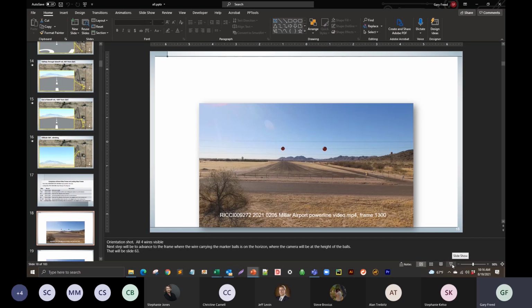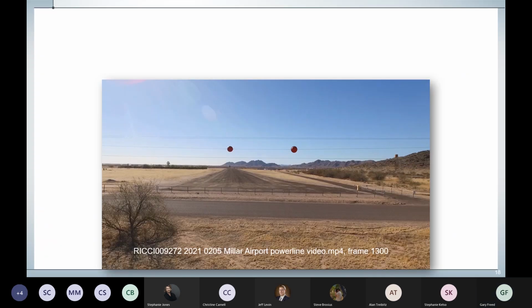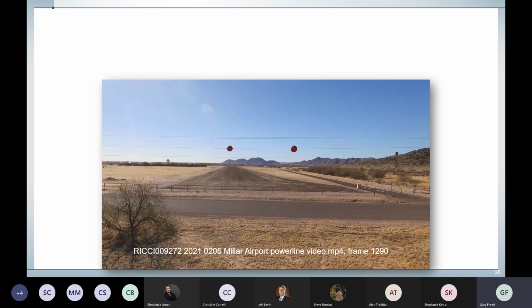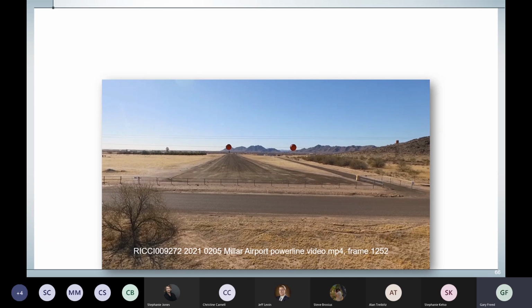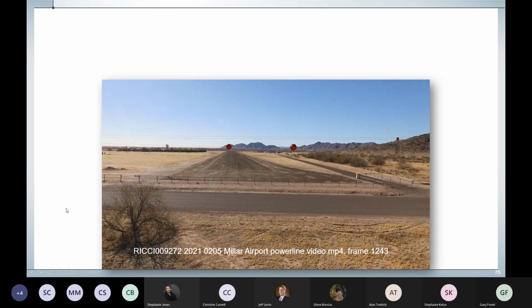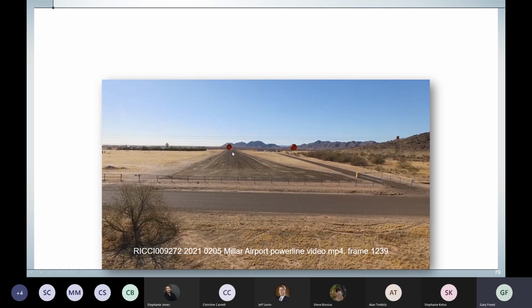I took the drone footage that they supplied us and moved through it a frame at a time until I selected a few choice frames. Here, in this one, I chose a frame where the wire with the marker balls on it is on the horizon. So I'm making the premise that we're now looking dead horizontal. And our attorney, I think, used this to cross-examine the pilot.